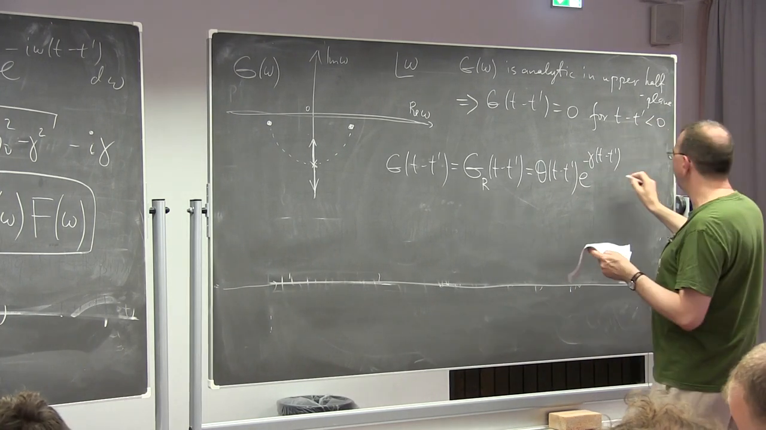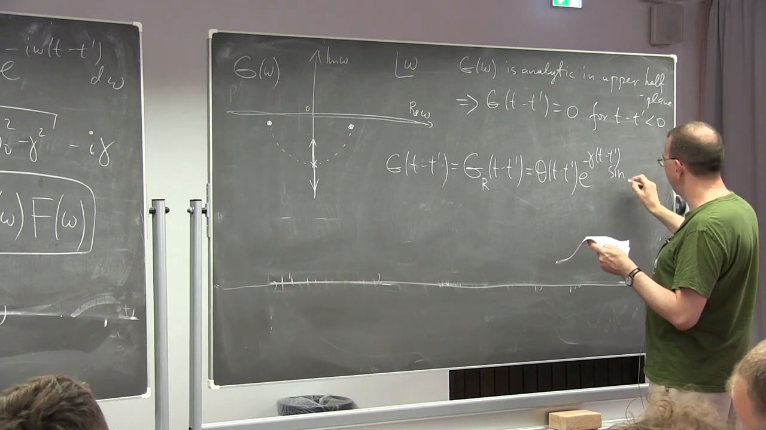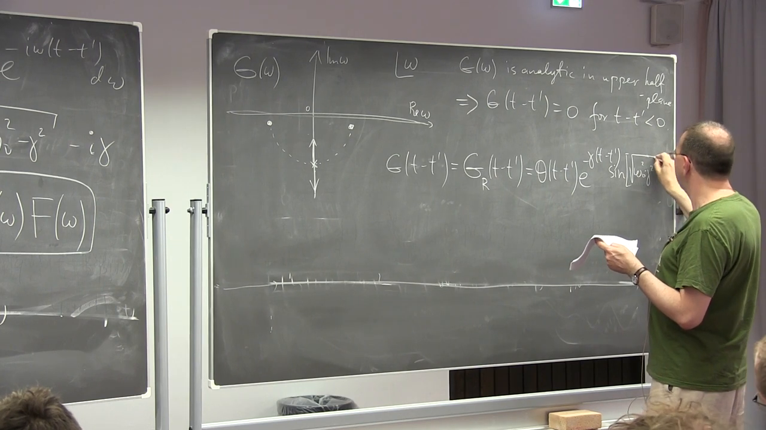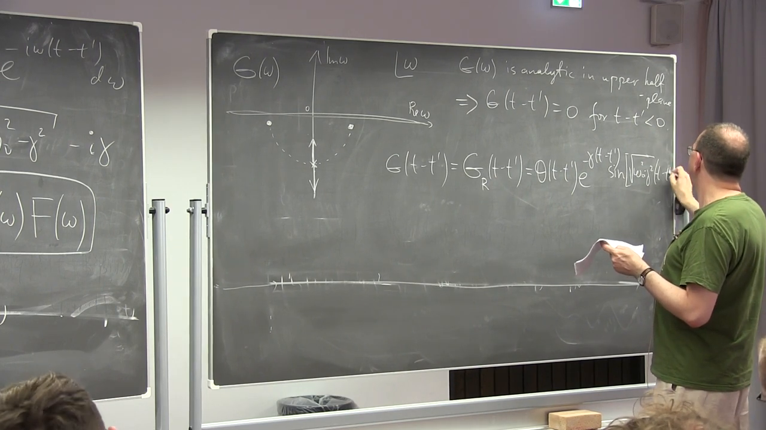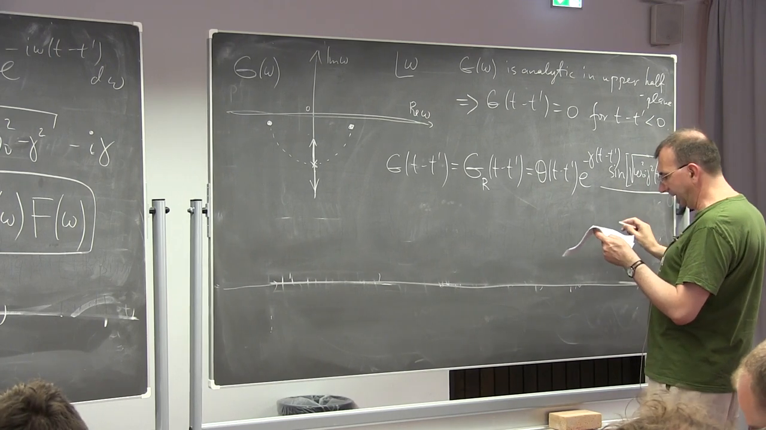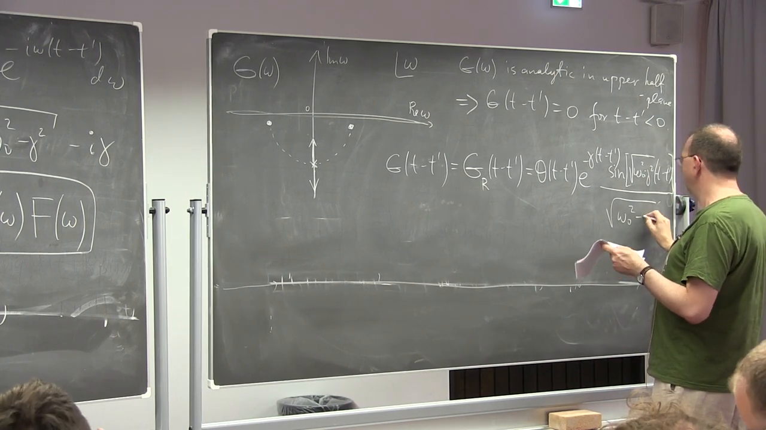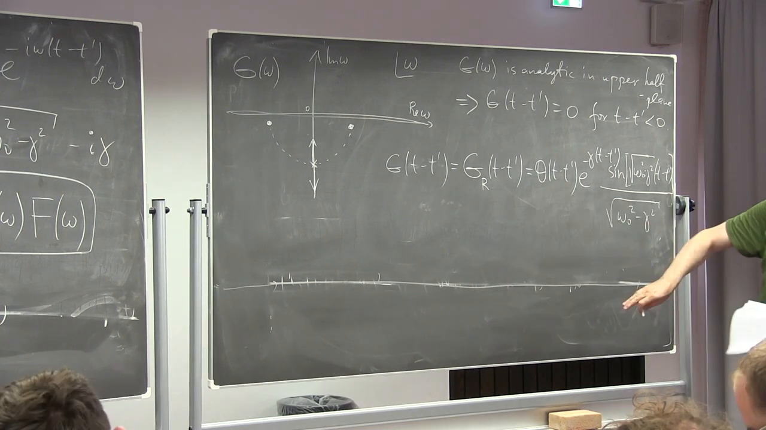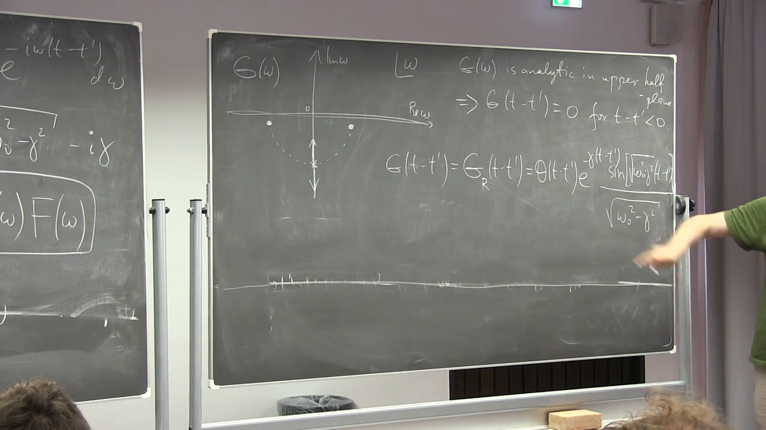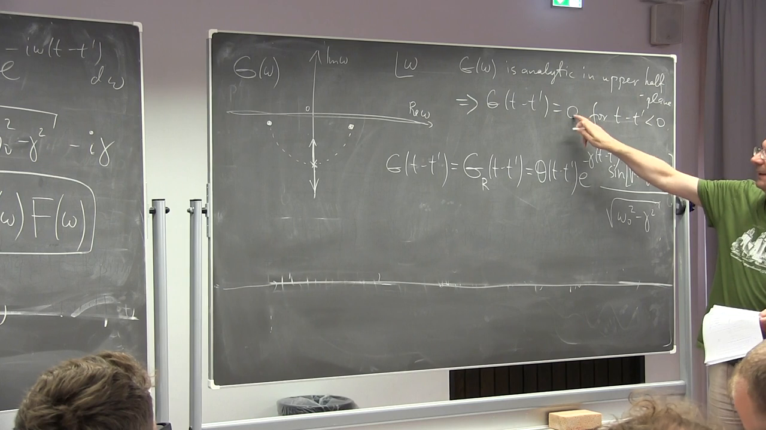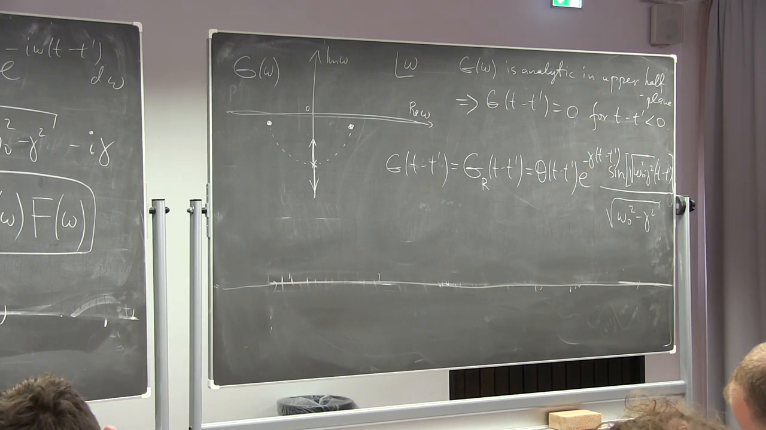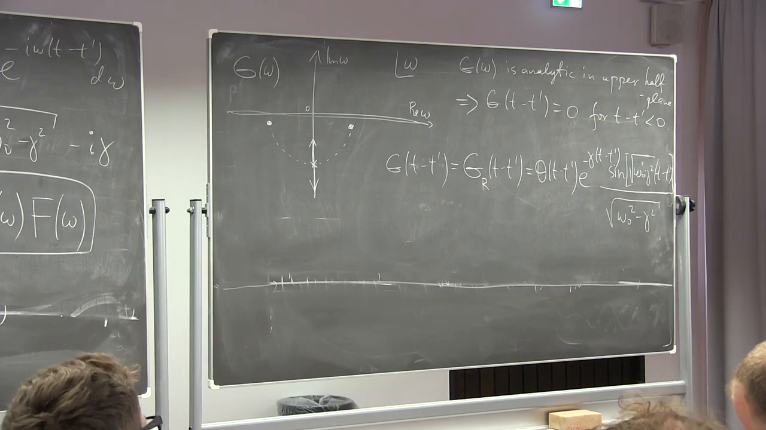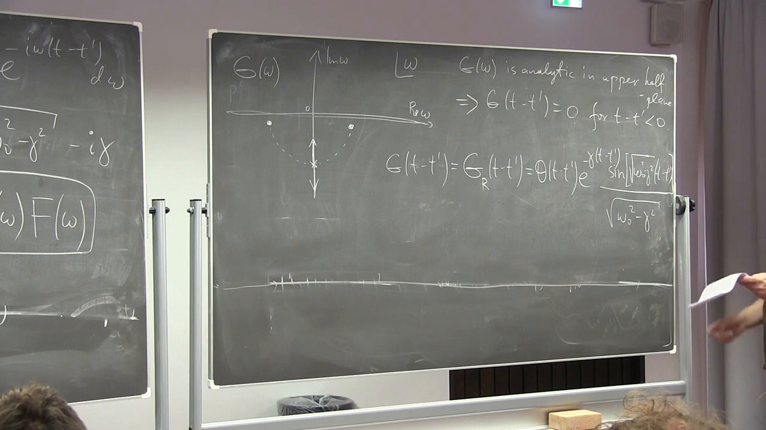some expression involving sine of the square root of omega naught squared minus gamma squared, and here we have t minus t prime. These details are not so terribly important, but nonetheless, let me write them down. The important thing here is the Heaviside theta function sitting in front, and this is exactly the reflection of the situation which I just described, right? So this Green's function is equal to zero for t prime greater than t.